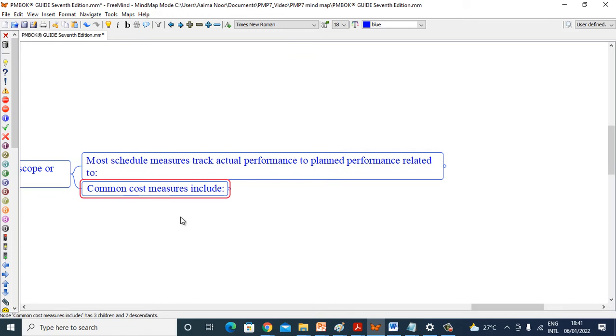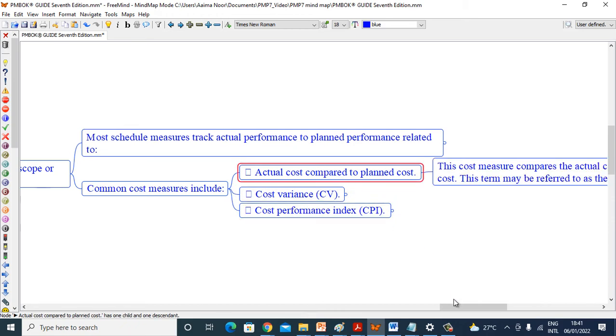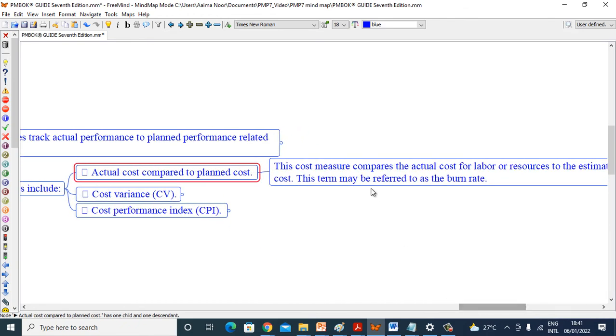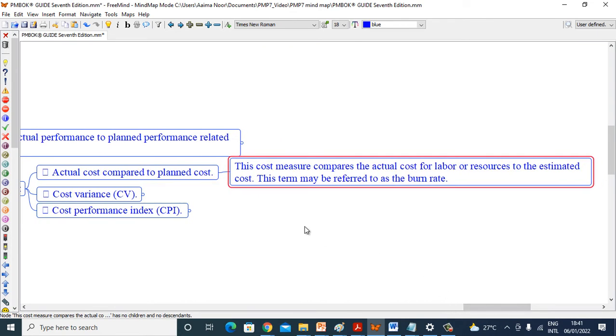Common cost measures include actual cost compared to planned cost, cost variance, cost performance index. So let's see actual cost compared to planned cost. This cost measure compares the actual cost for labor or resources to the estimated cost. This term may be referred to as burn rate.